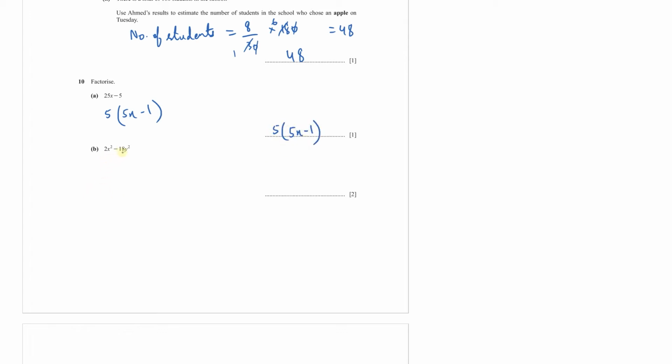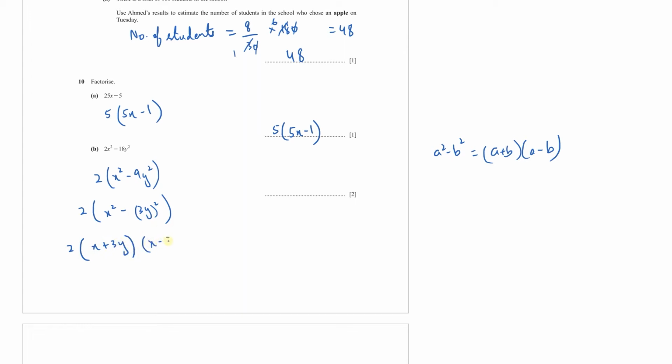Part B is 2x square minus 18y square. So I can first take 2 common. This will give me x square minus 9y square. And now I can use the formula a square minus b square equals a plus b into a minus b. So I can write this 9 as 3 square as well. So x square minus 3y square. And now I can use this formula where my a is x and my b value is 3y. So this will be x plus 3y into x minus 3y.